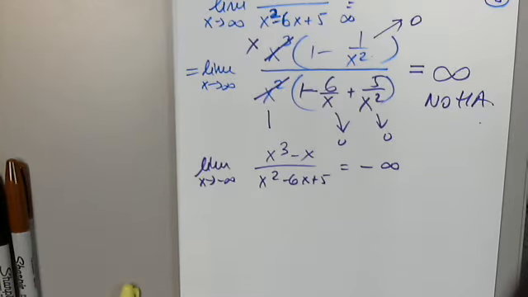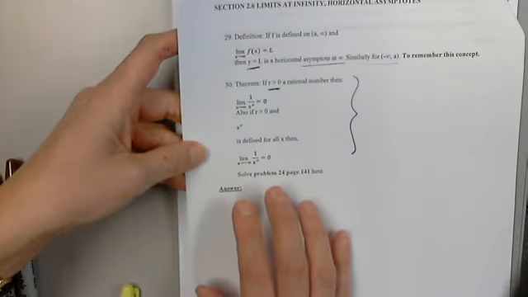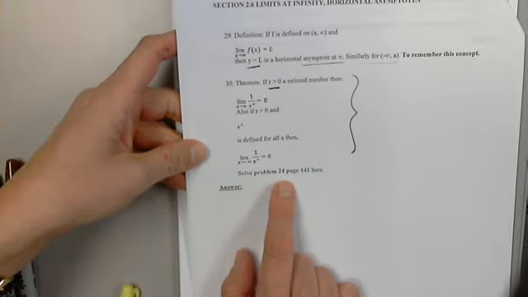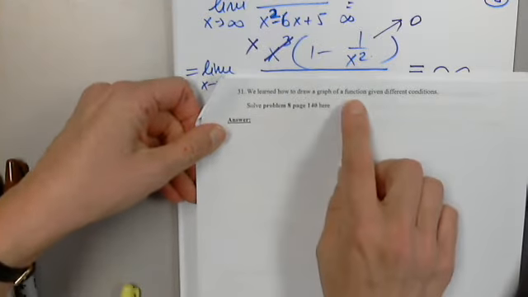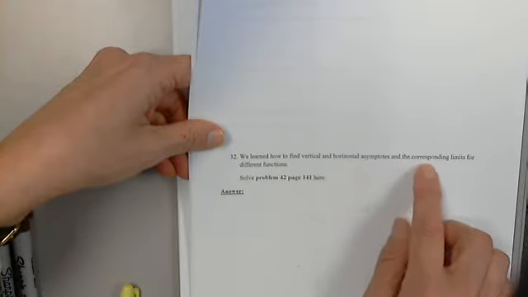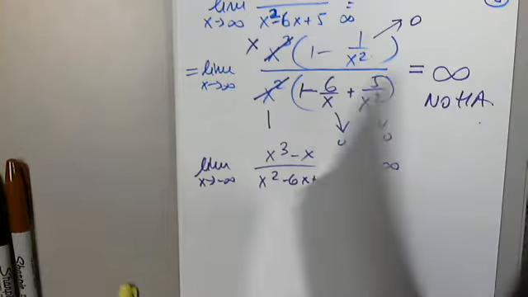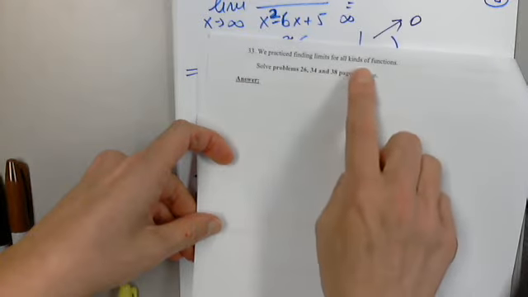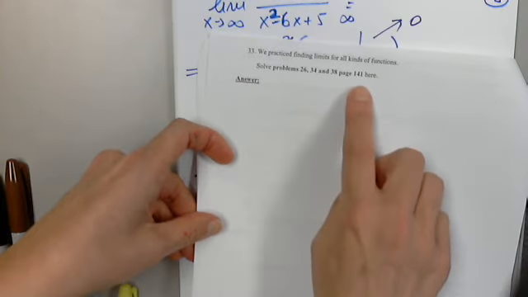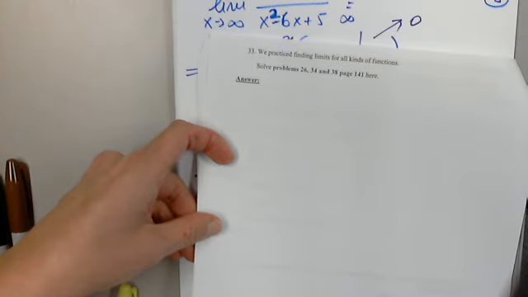So let's go back to the checklist so we make sure that we covered everything. So you have a problem 24 on page 141 here to solve. We learned how to draw a graph of a function given different conditions. We just did that with problem 9. We learned how to find vertical and horizontal asymptotes. We just did that with this problem a minute ago. And we practiced finding limits of all kinds of functions, and I chose 3 problems. So this is entire section 2.6.